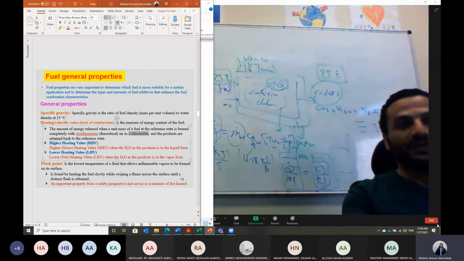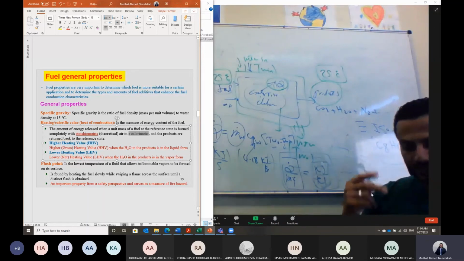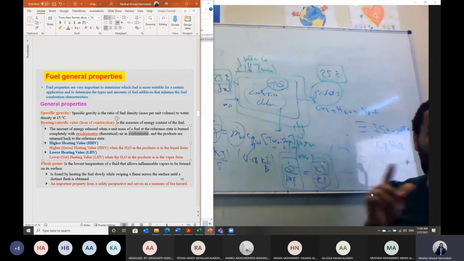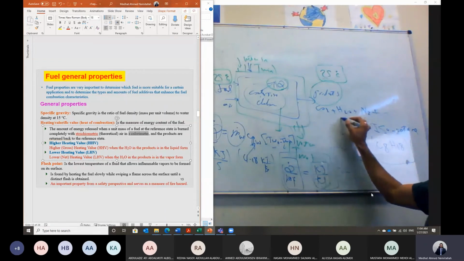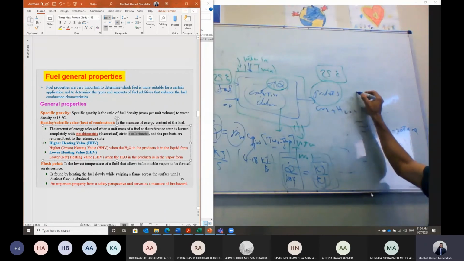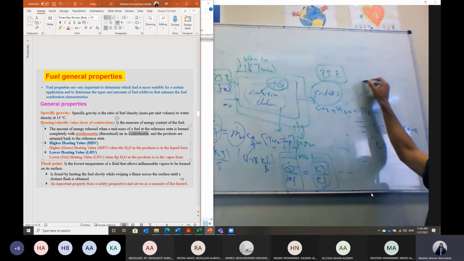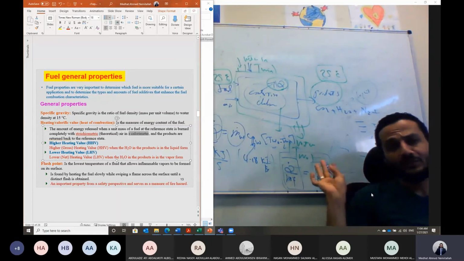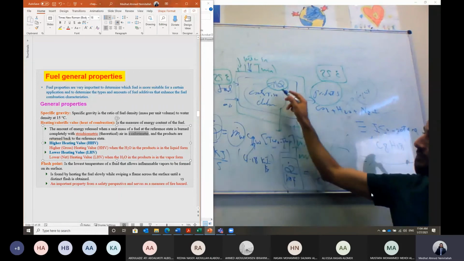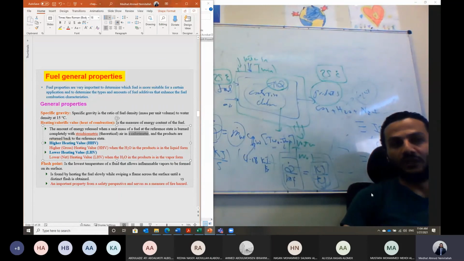Calorific value, Shabab, has two names: either higher heating value or lower heating value. Higher heating value is when this H2O is in the liquid form. Liquid form means it does not carry any kind of extra energy, it is liquid water. So the heating value in this case we call the higher heating value.